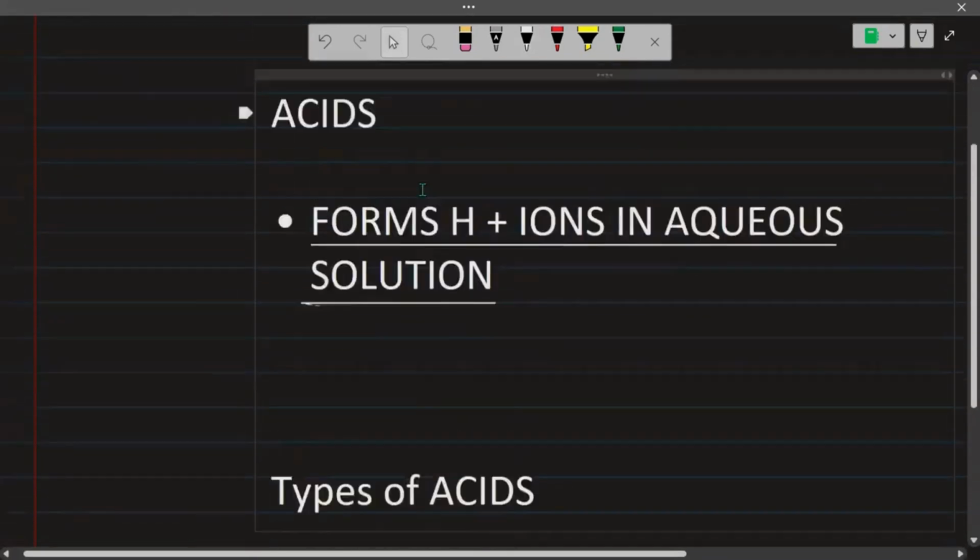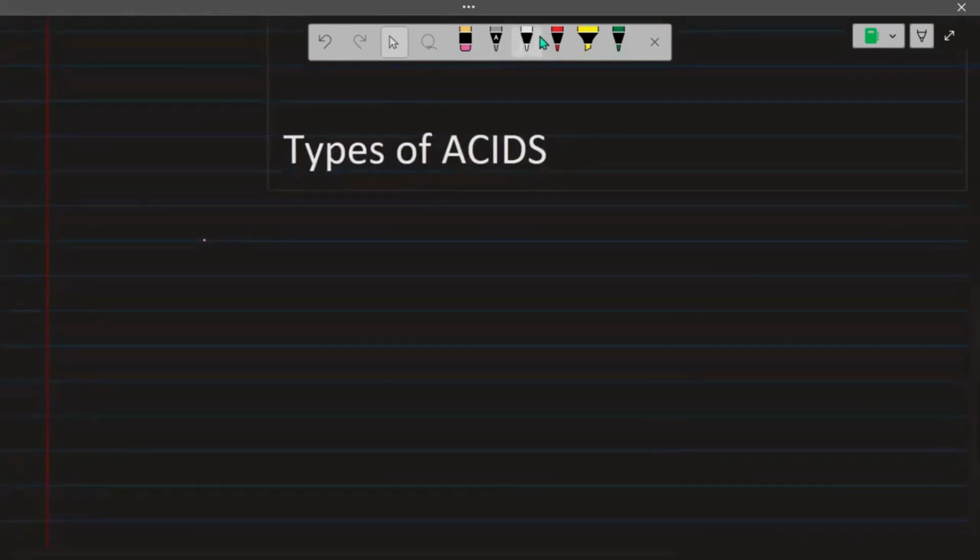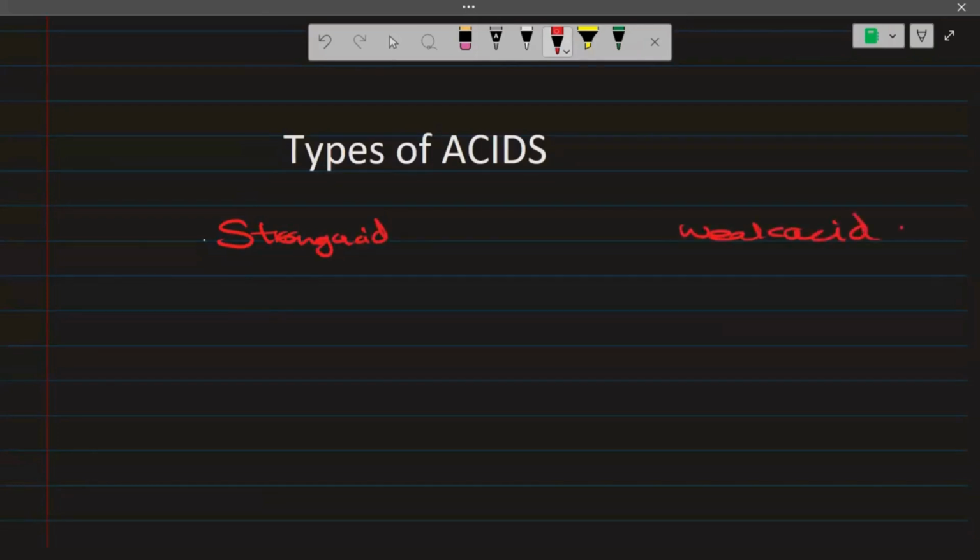So what are the types of acid? There are two types of acid. One is known as strong acid, and the other is known as weak acid. Okay, so how can we identify a strong acid?